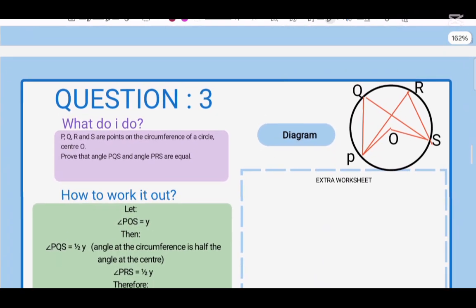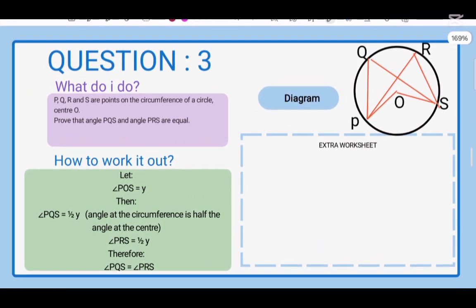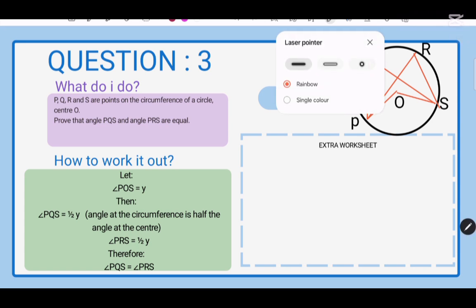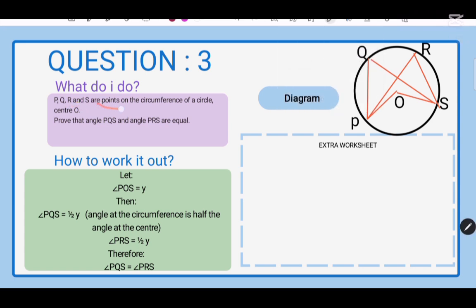Now let's go to question number 3. What does question number 3 say? It says that P, Q, R, and S are points on the circumference of a circle. Prove that angle PQS and angle PRS are equal. Angle PQS, we're looking at this angle, and angle PRS, meaning this angle. So we are looking at this angle and this angle. We want to prove that they are equal. So what can we do? Let angle POS equal Y. So let's put it there. Angle POS.